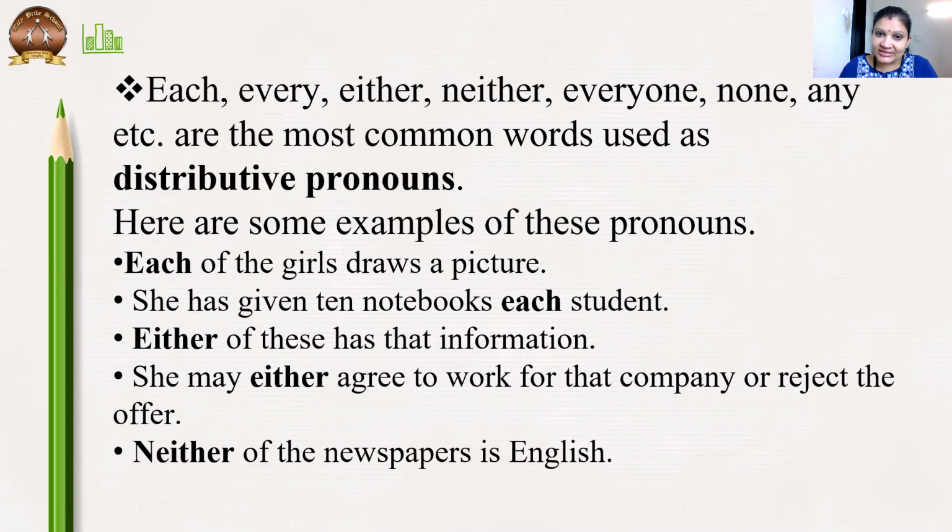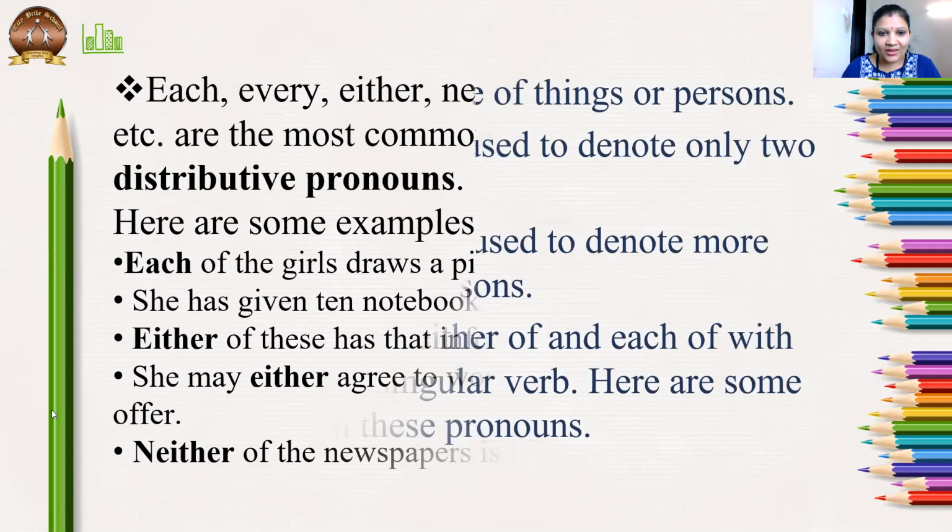Neither of the newspapers is English. This is easiest. We are talking about many newspapers, but individually calling them and saying, none of them is English. Neither of the newspapers is English. All are Hindi. So when I say neither of the newspapers is English, I'm talking about the group of newspapers, but I'm pointing at every newspaper and saying none of them are of English language. Got it?